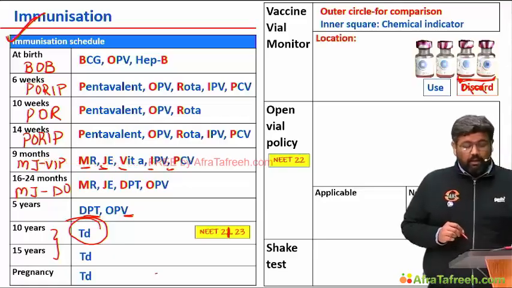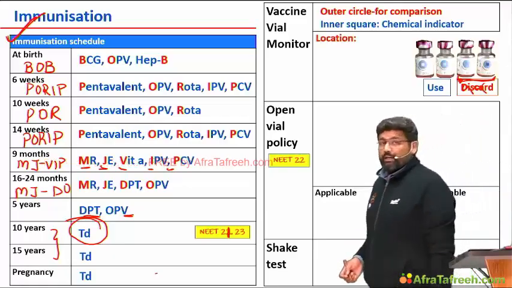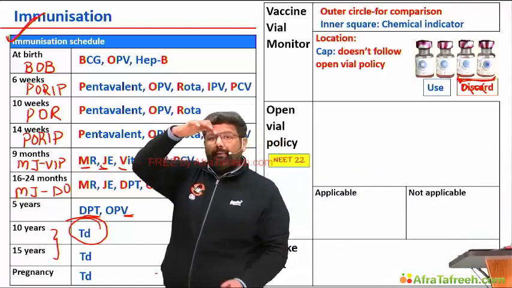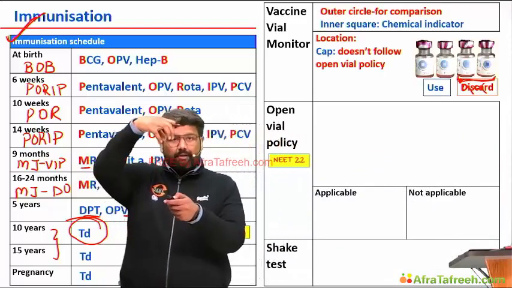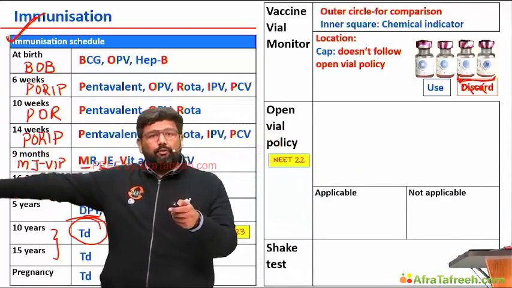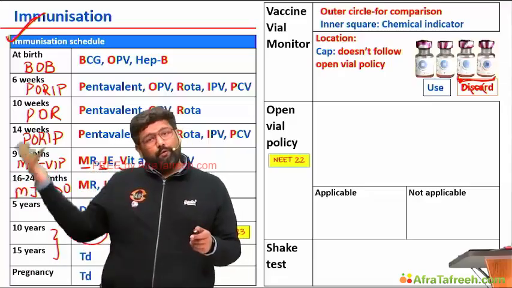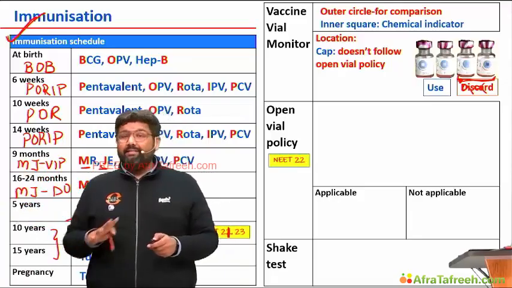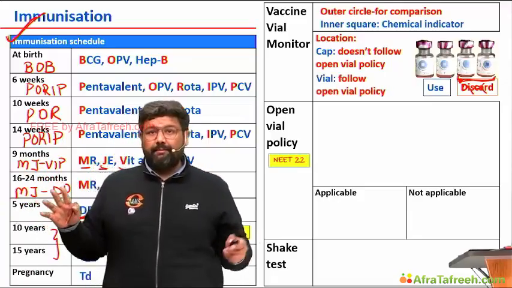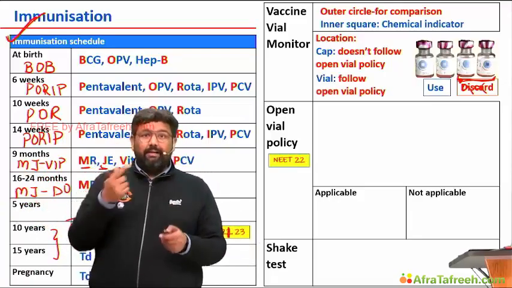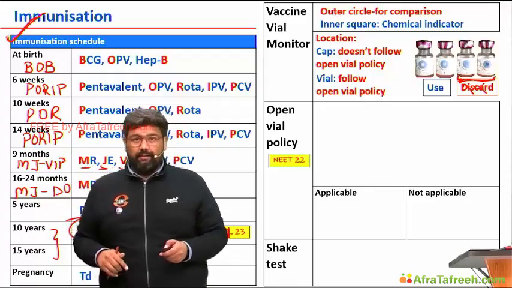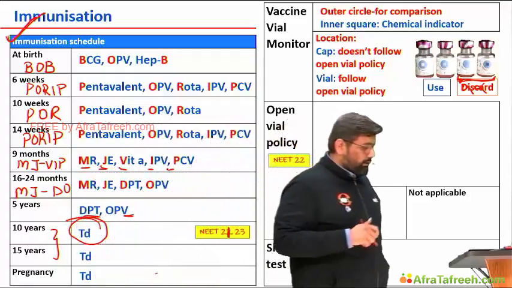Now, VVM location: if it is on the cap, you remove the cap and throw the cap, so that means you cannot reuse the vaccine after 4 hours, right? It means it does not follow open vial policy. And if it is on the vial, it means it follows open vial policy, right? These 2 points I want to tell you, this is important.